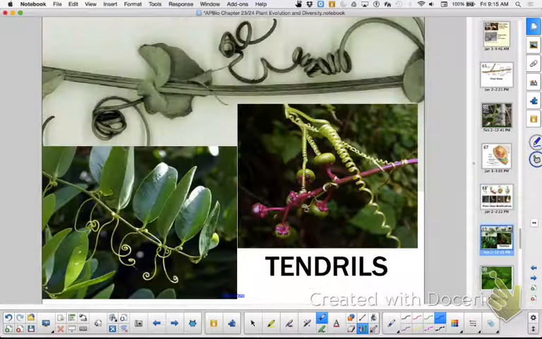Okay, and now I want to move on to leaves. Leaves have all different kinds of modifications. What would curling do? Why would they curl?